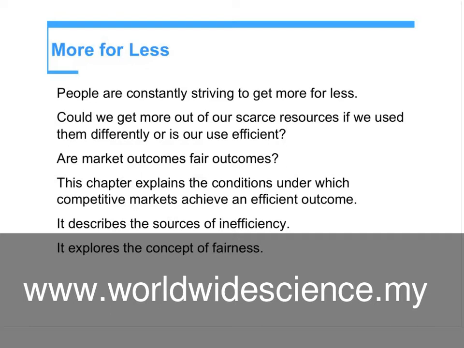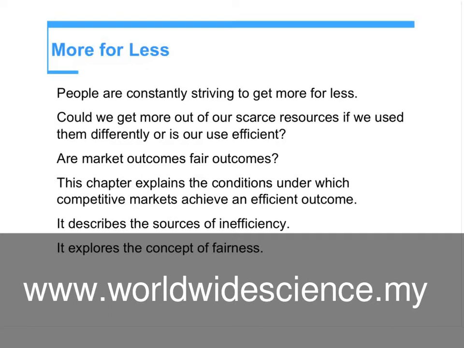This chapter explains the conditions under which competitive markets achieve efficient outcomes, and it describes the sources of inefficiency and explores the concept of fairness. So basically, we are trying to get the most of it. We try to get more out of less, so to use it efficiently, right? We have certain resources, they are limited, and we want to make sure that we are using them efficiently and use the market fairly, okay?